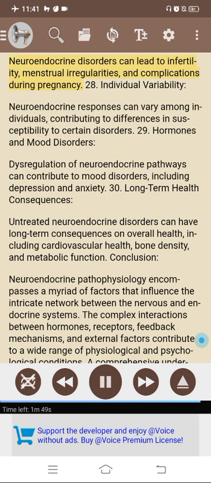27. Impact on reproductive health. Neuroendocrine disorders can lead to infertility, menstrual irregularities, and complications during pregnancy. 28. Individual variability. Neuroendocrine responses can vary among individuals, contributing to differences in susceptibility to certain disorders. 29. Hormones and mood disorders. Dysregulation of neuroendocrine pathways can contribute to mood disorders, including depression and anxiety. 30.